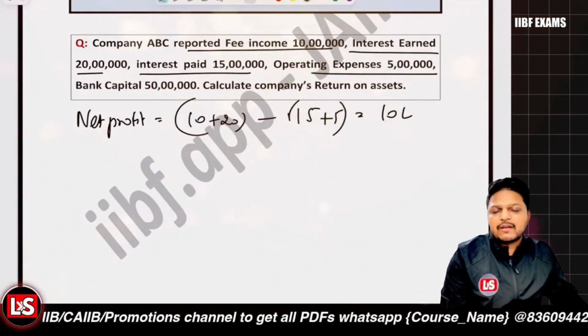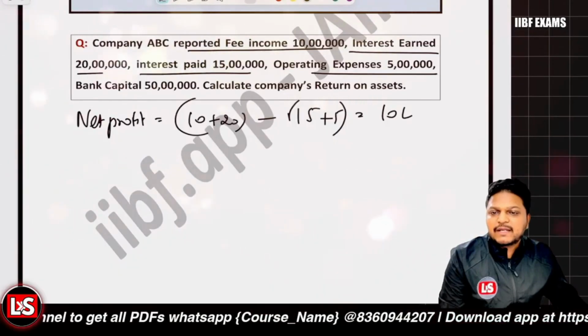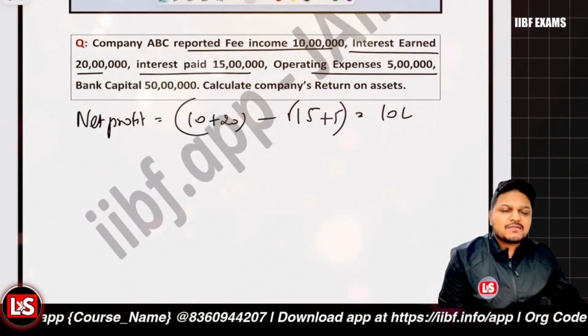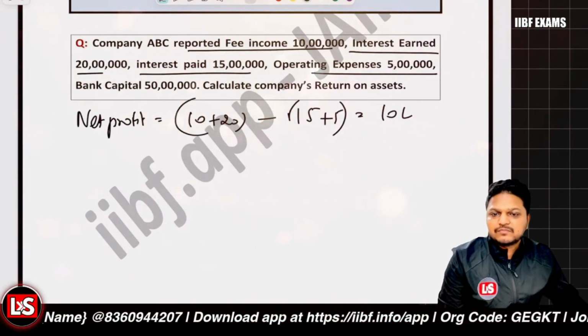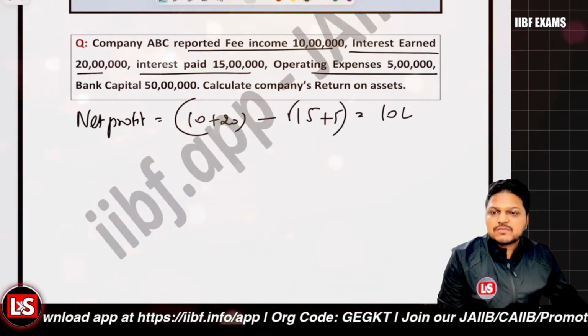So first of all, we calculated the net income or net profit, we can say. That is your total income minus the total expenses. So that we just simply calculated. That came out to be 10 lakh rupees.